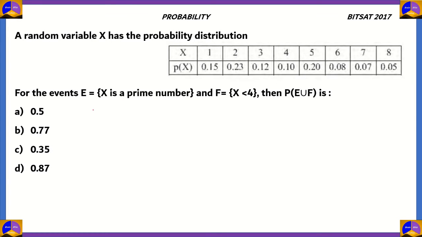And if we look at the following options, you can see that option B is the correct answer. Option A is incorrect because that is the value of P of F. Option C is the value of P of E intersection F, and option D does not occur because when we add the probabilities correctly and we compute the value of P of E union F, nowhere will we find the value 0.87. So therefore, option D is also incorrect.